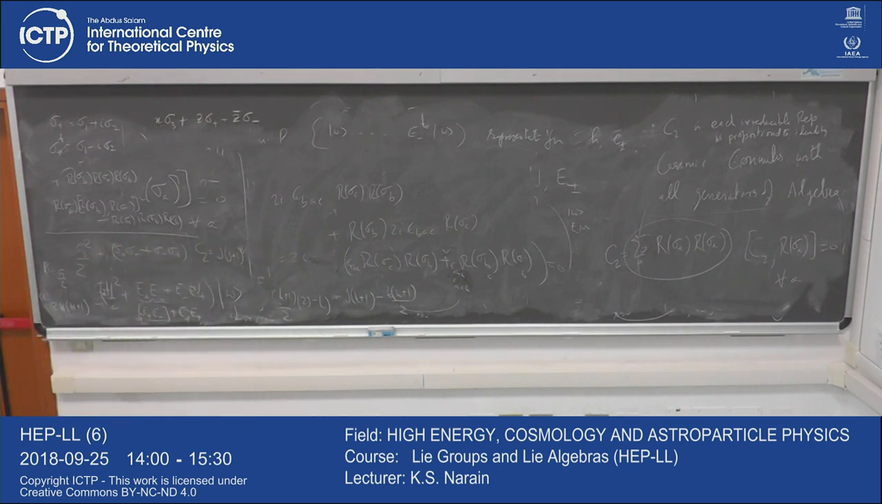You remember, if you discuss the center, there are two elements, identity and minus identity of the SU2, which are mapped to the same element, identity of SO3. Right? So we will see that the minus identity will act as plus 1 on integer spins and will act as minus 1 on half integer spins. Okay, that's something I'll discuss tomorrow. That will take a little bit more time. So I'll continue tomorrow.